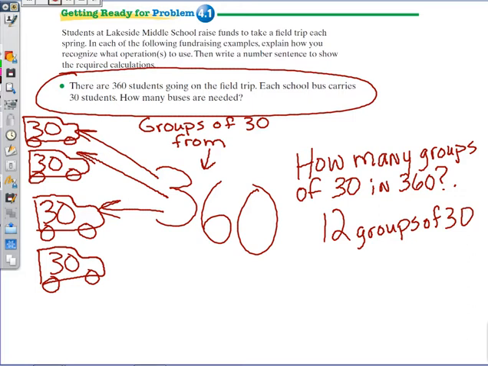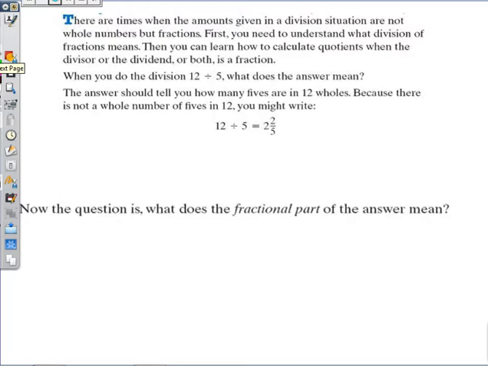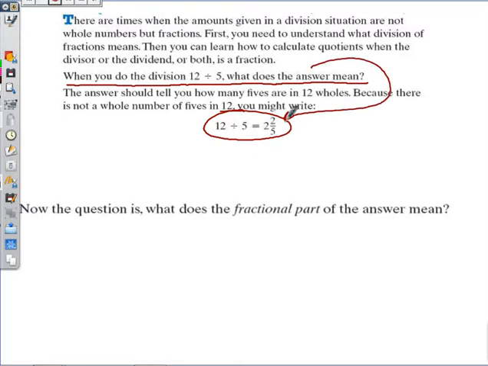All right, next problem. Now we're going to change it up a little bit and include fractions. So I want you in your C notes to copy down that problem. 12 divided by 5. And you can even put the answer equals 2 2/5, because right now you don't know why. And that's what we're going to talk about. So copy that down in your C notes real quick and pause the video. Alright, so when you do the division 12 divided by 5, what does the answer 2 2/5 mean? Well, we're going to discover that now.